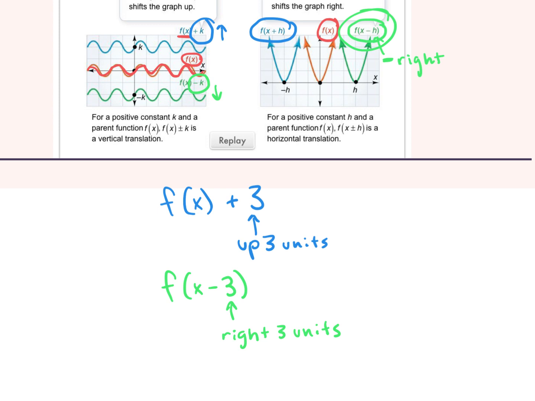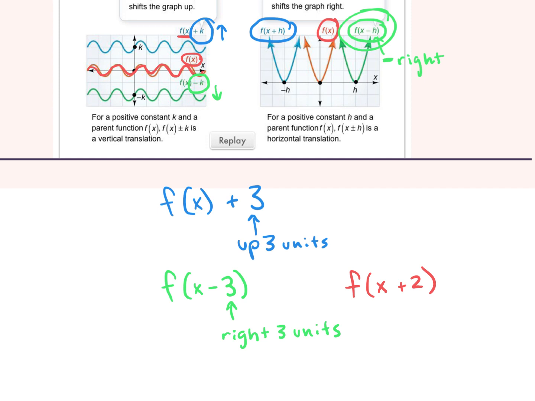So for 2.6, there's not any math involved really. You're not adding and subtracting, you're not multiplying. There's no operations that are happening. We just have to look at our function and see what's happening to it and what type of transformation that is. So here, since we're adding 3 on the outside, it's going up 3 units. For the second example, the green one, we're subtracting 3 on the inside, so we're moving to the right 3 units. Let's say if I had one that was f of x plus 2.